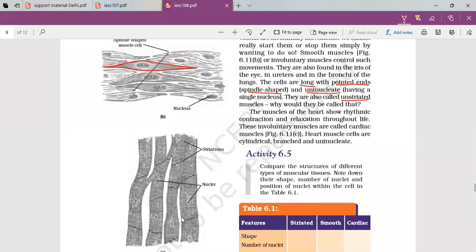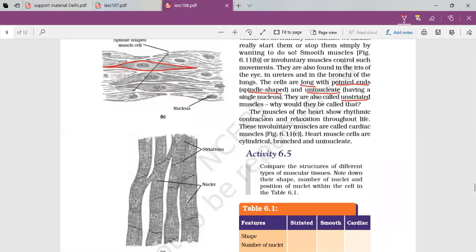The cardiac muscle structure is somewhat similar to that of striated muscles, and some structure is similar to unstriated muscles. So it has a mixture of both. They have striations, which are similar to striated muscles, but these are uninucleated. There is a single nucleus, which is similar to smooth muscle structure. But these are different structures, they are branched. None of the others are branched, but cardiac muscle is a branched structure.